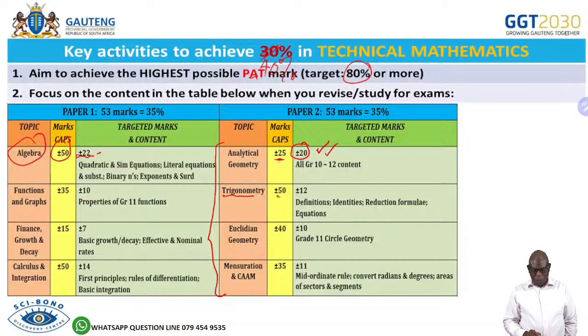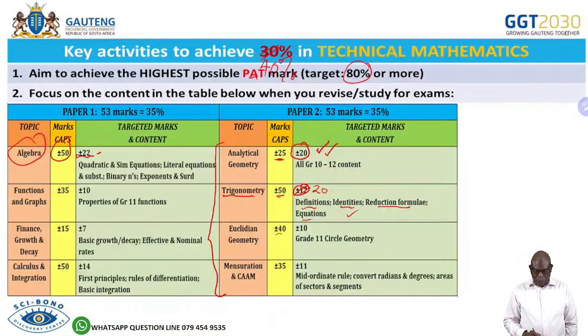In trigonometry, 12 is a very low mark. Let's aim for 20, and when we do these questions, we'll check how we can get up to 20 marks in our trigonometry, especially with the definitions, the identities, the reduction formula and the equations. We're able to get up to 20 marks here.